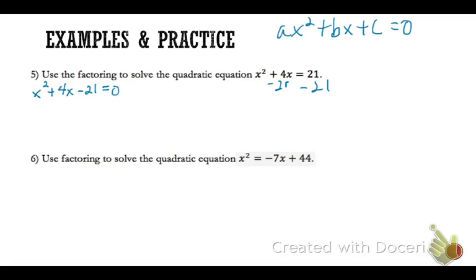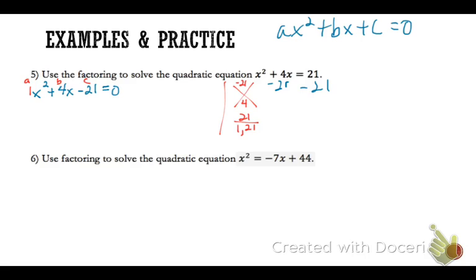We don't have a greatest common factor. We have 3 terms, so we're going to look for our trinomial factor by grouping. So there's our A, B, and C. Okay, so I'm going to kind of move my workspace over here. So I want two numbers that will multiply to give me 1 times negative 21, and will add to give me 4. Now when I think of factors, I just ignore the negative.